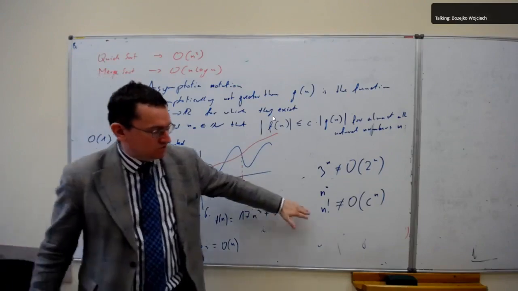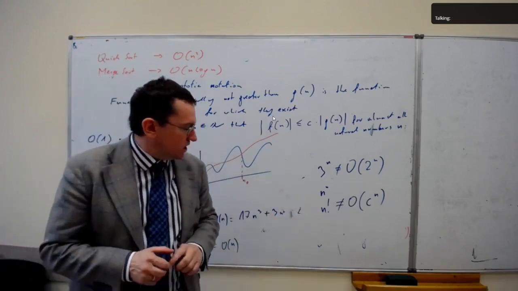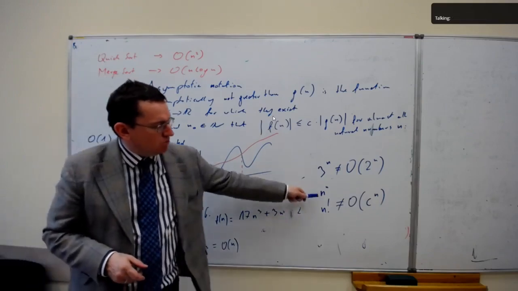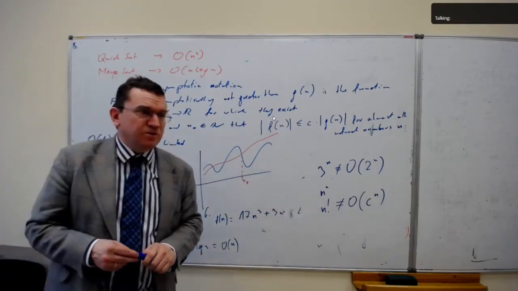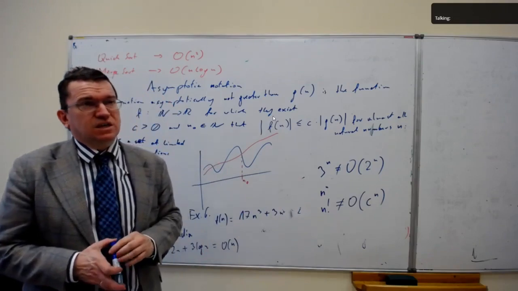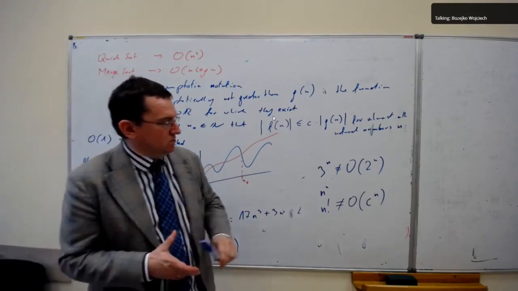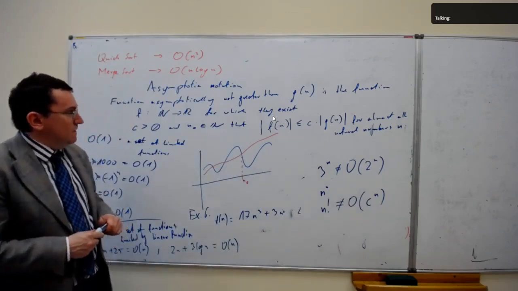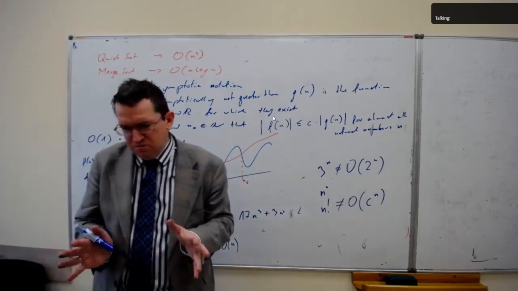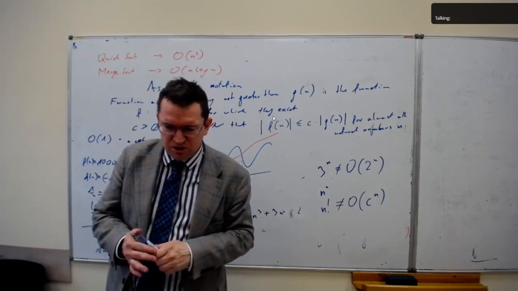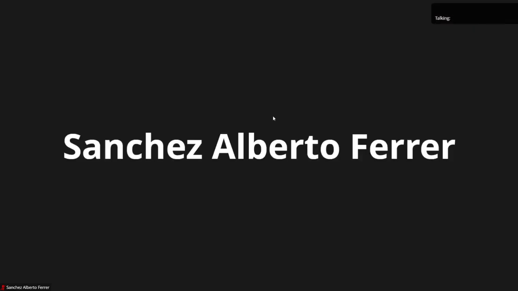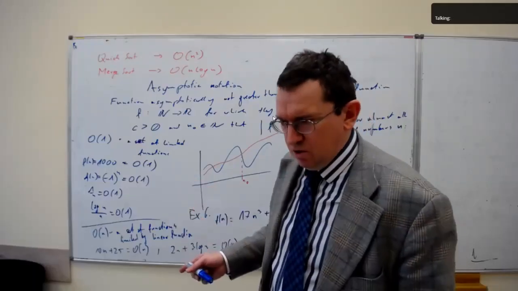n factorial behaves very strangely. Very strange. This is such a function which behaves as n to the power of n, and it grows extremely fast, and it cannot be bounded, limited by any exponential function with a constant base. Okay, is it clear? I suppose that you know it, or not. Yes? Okay. So this is big O.